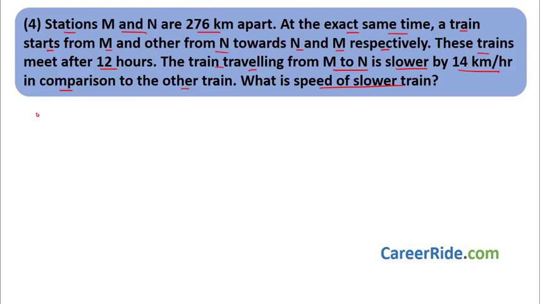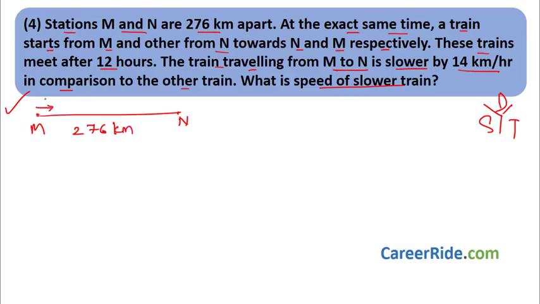Now what they are saying is that there are two stations, M and N, right? As usual, this is a speed distance time sum. This is very easy. If you just draw a line diagram, you will very easily understand what is going on. M and N are 276 kilometers apart. At the exact same time, a train starts from M, say it is T1, and a train starts from N, say it is T2. They start at the same time, okay? They both travel for 12 hours, right?